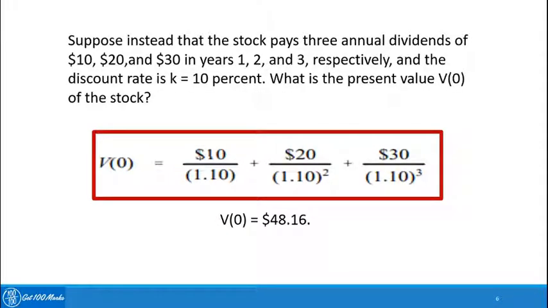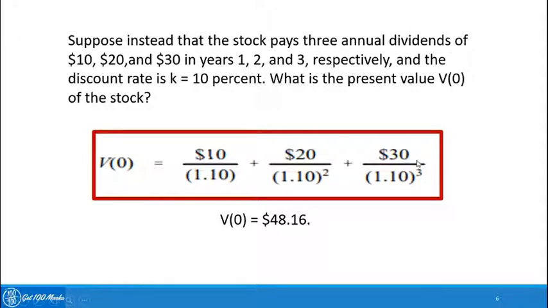Suppose instead that the stock pays 3 annual dividends of $10, $20, and $30. Now here, what is the difference? The difference here is that the cash flows in the first 3 years are non-uniform. The investor gets $10 in the first year, 20 in the second, and 30 in the third.